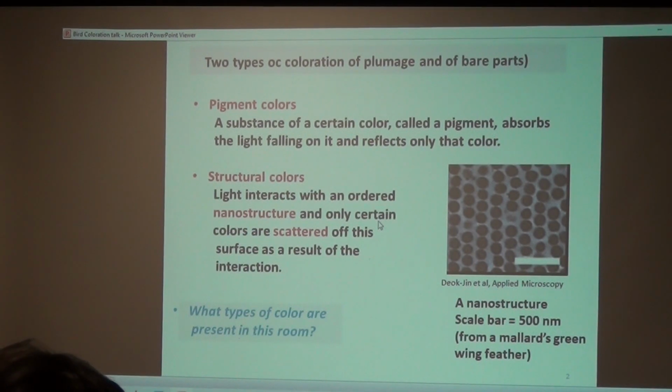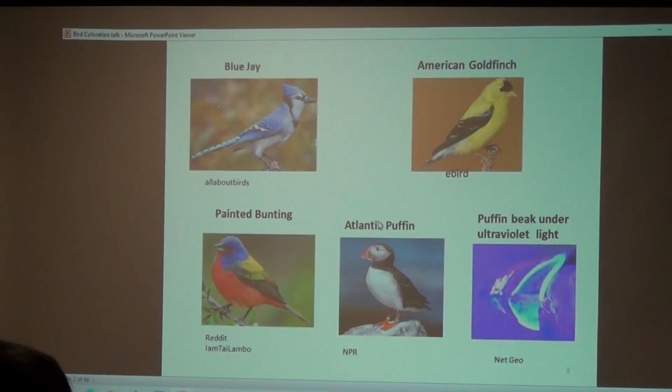So the types of colors in this room are mostly pigment, with a couple of exceptions: electronic devices, and the other exception is very interesting and very likely present in the room. It's a biological structural color, and we'll see what that is as we go along.